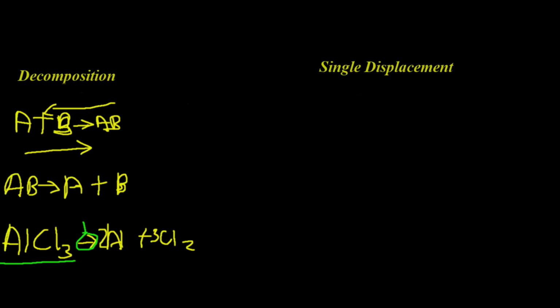So now that we have that, let's cover single displacement. With single displacement, it's pretty much just one element pushing another element out of its home in a compound. Think of a bully, for example. The bully is going to take on a weaker element, take that element out of the equation and put it somewhere else, and take its place in the compound.